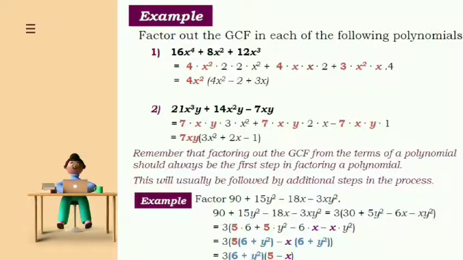Example, factor 90 plus 15y squared minus 18x minus 3xy squared. So 90 plus 15y squared minus 18x minus 3xy squared is equal to 3 multiplied by 30 plus 5y squared minus 6x minus xy squared. So here is the answer: in the end, 3 multiplied by 6 plus y squared multiplied by 5 minus x.